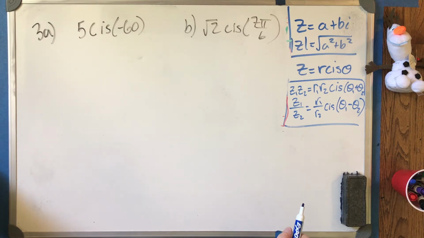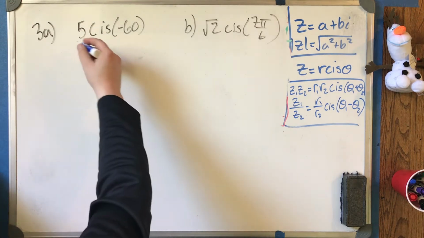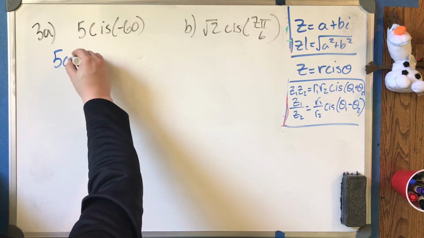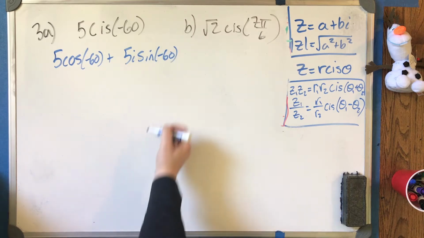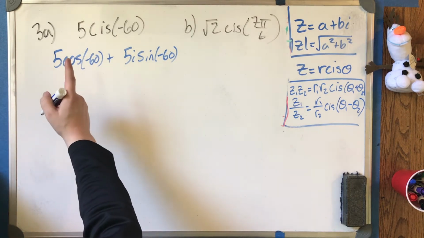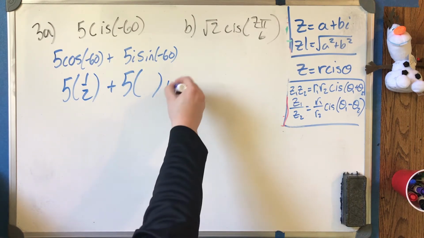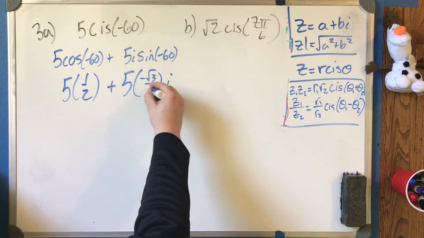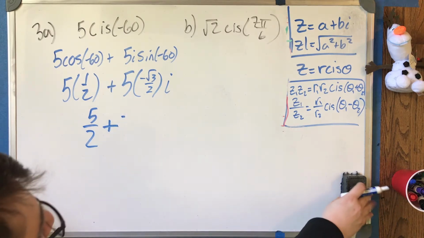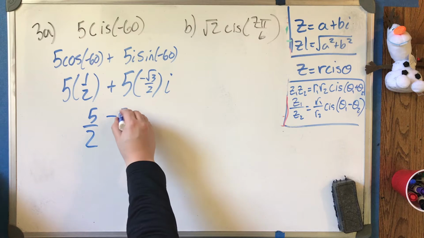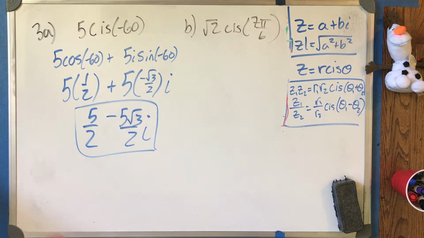3a, we need to find the standard form of these complex numbers. So we write it as a plus bi. So I'm just going to basically expand these things out. This is really saying 5 cosine negative 60 plus 5 times i sine of negative 60. So let's see, cosine negative 60 is going to be positive 1/2. So this is 5 times 1/2. Up here I have 5. Let's see, sine of negative 60, that's going to be a negative square root of 3 over 2. So I have 5 halves plus a, not plus, silly, a minus 5 rad 3 over 2i. So this is the answer for that one.